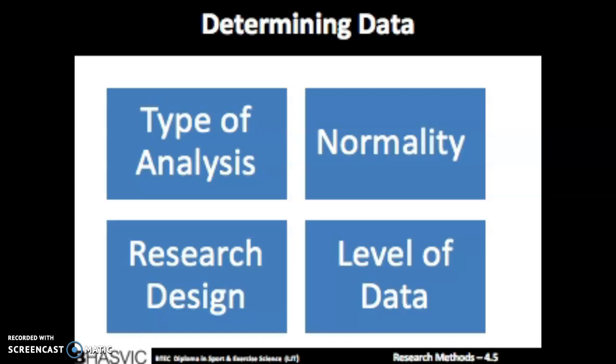Determining data. There are 4 ways in determining what tests would be best to use. These are the type of analysis, which is testing for correlation or difference, the normality, which is whether the parent population is normally distributed, the research design, which is dependent or independent participants, and the level of data, which is whether the data is continuous, nominal, or ordinal.